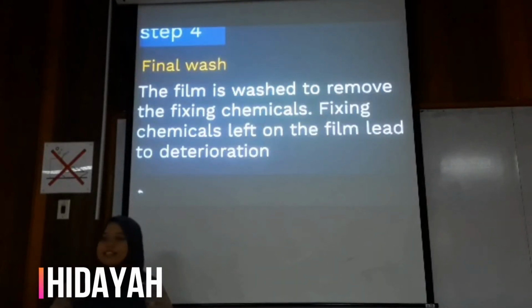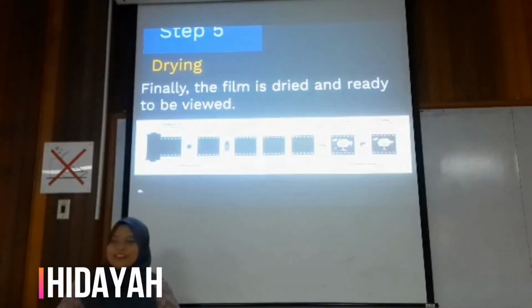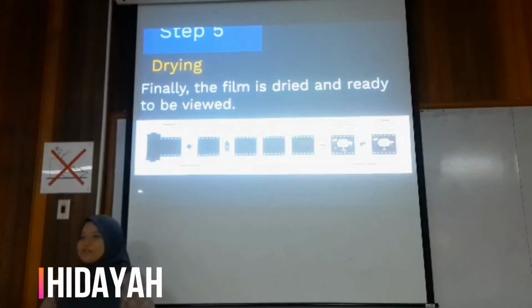Step 4 is final wash. The film is inserted into a tank and washed to remove all the fixer chemicals, because if any fixer chemical is left on the film, it will affect the quality of the image produced. After that, the film will be inserted into a wetting agent tank, where it promotes even drying, and finally the film is dry and ready to be viewed.